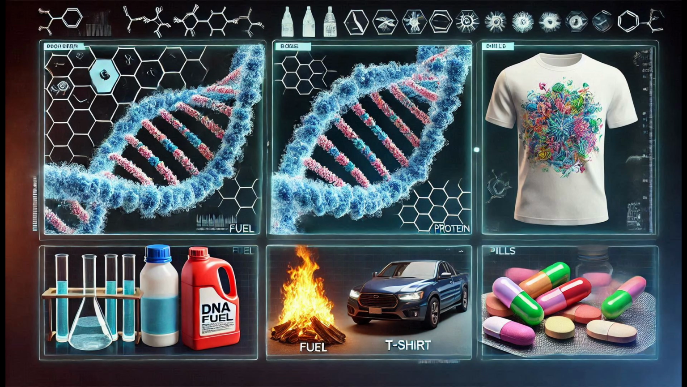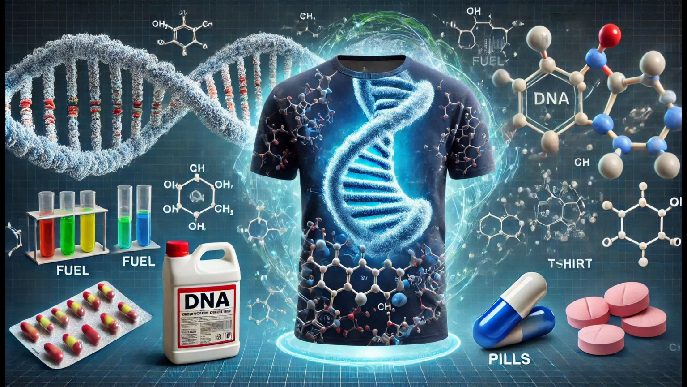Organic compounds are the backbone of life on Earth. Think about DNA, the molecule carrying genetic information, or proteins that make up our blood, muscles, and skin. But it doesn't stop there. Organic compounds are all around us, in clothing, fuel, plastic, dyes, and even medicine.